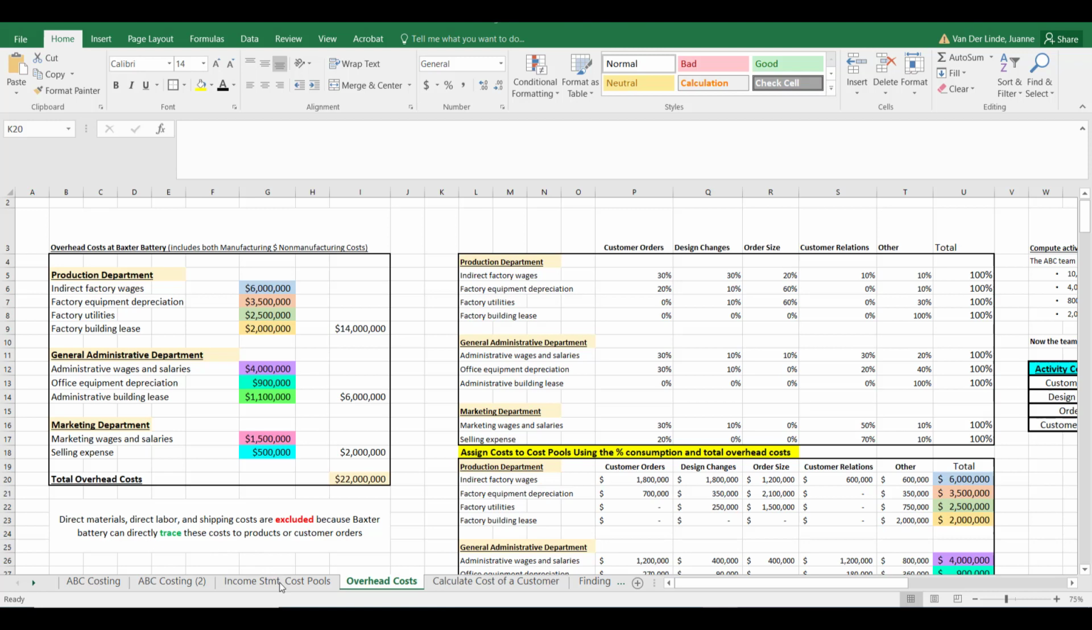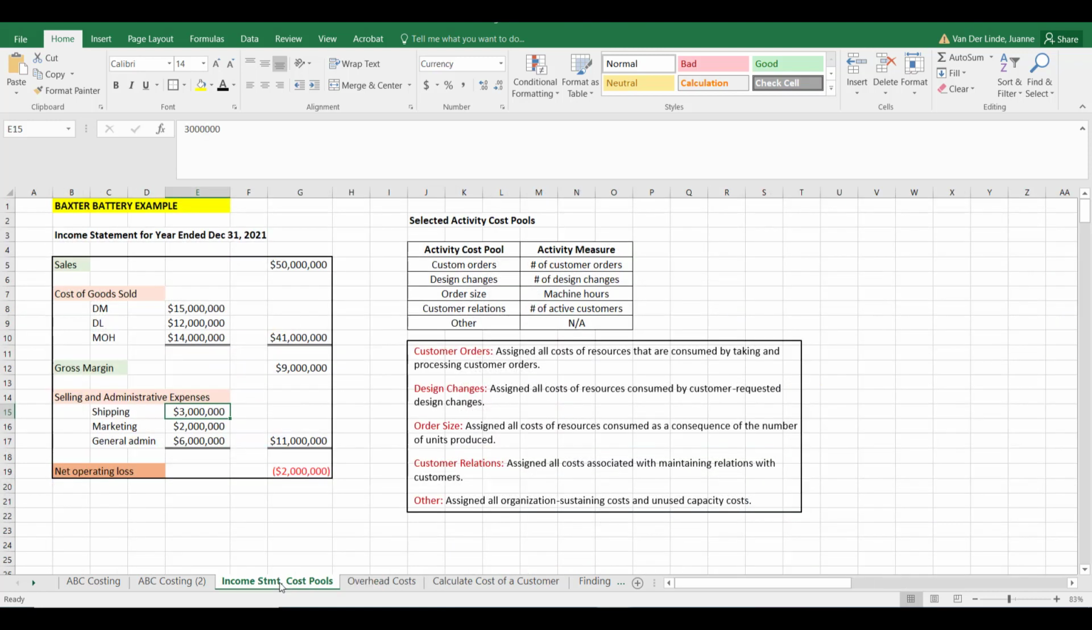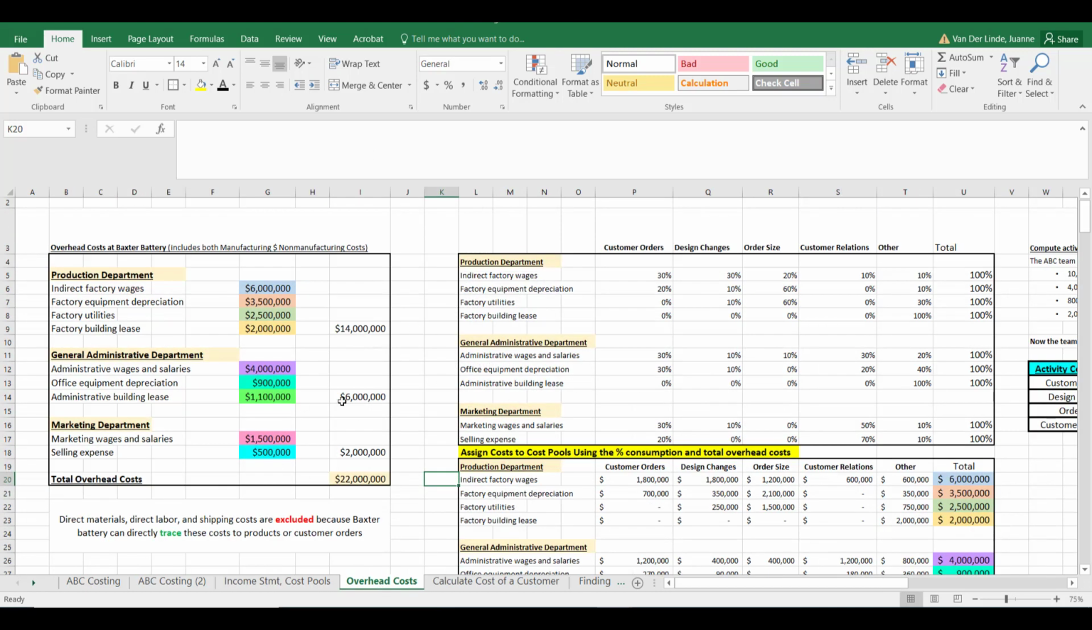Shipping costs was the only cost not in that table, along with direct materials and direct labor, because those are traceable costs, so we can just trace them immediately to a product. But all this extra work here is necessary for all those non-traceable costs, so we can assign them.